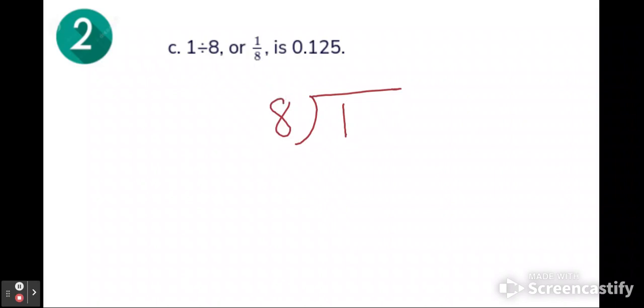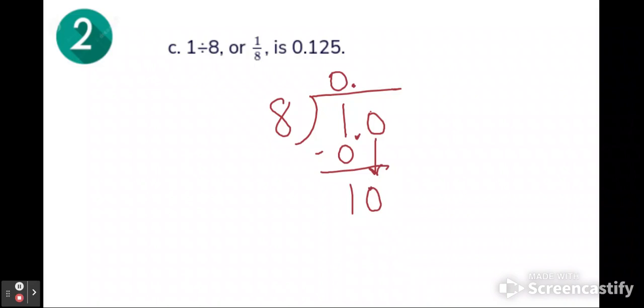How many times does 8 go into 1? Well, 8 is bigger than 1. So 8 goes into 1 0 times. 0 times 8 is 0. I subtract. I still have 1. What do I do with that? Oh, yeah. I'm going to add a decimal so I have more numbers to bring down. Where I added that decimal, I'm going to put it in the exact same spot in my quotient.